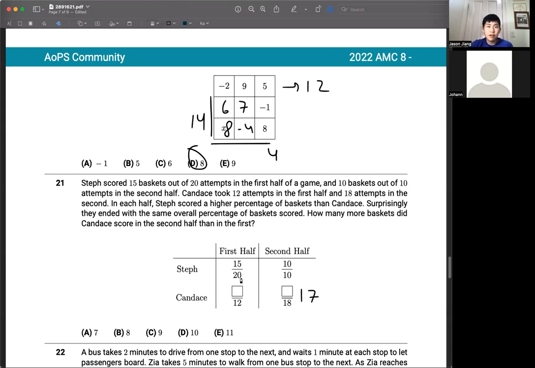Now, Steph made 15 out of 20 in the first half, which is 75%. That means Candace made under 75%. 75% of 12 is 9, so we know she made at most 8. Now, although both of these numbers are sort of like the at most case, they add up to 25, which is the number that we need. So we can't actually lower any of these numbers, meaning that these are the numbers we're looking for. We want to know how many more baskets Candace scored in the second half than the first. So 17 minus 8, we have 9.